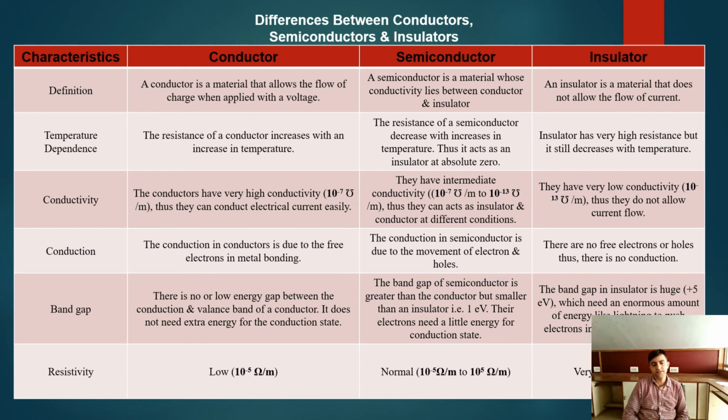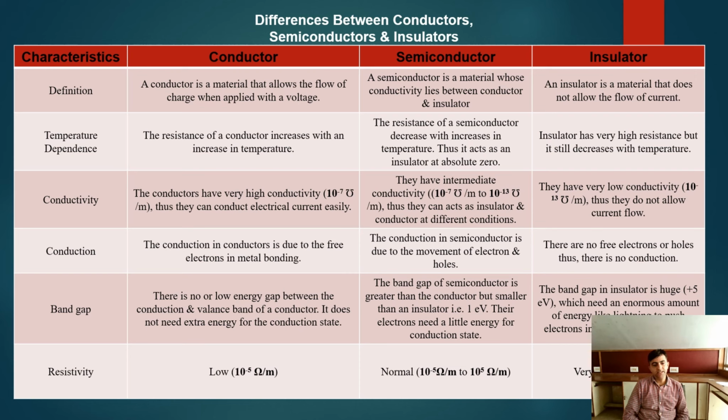Then conductivity starts. If there is no or low energy band gap between the conduction and valence band of a conductor, it does not need extra energy for the conduction state. The band gap of the semiconductor is greater than the conductor but smaller than the insulator, about 1 electron volt, so their electrons need a little energy for the conduction state. And the band gap of the insulator is very huge, about 5 electron volt, which needs an enormous amount of energy for the flow of the electrons.